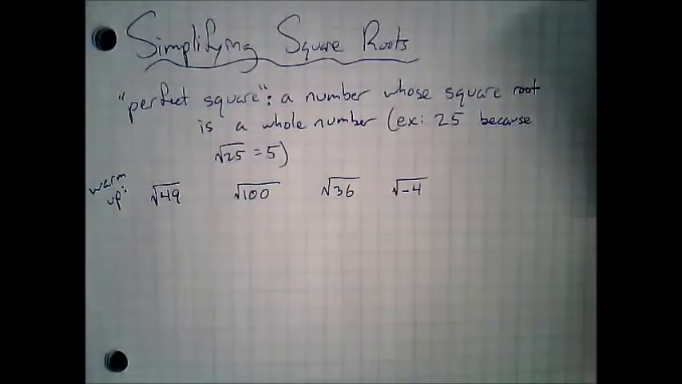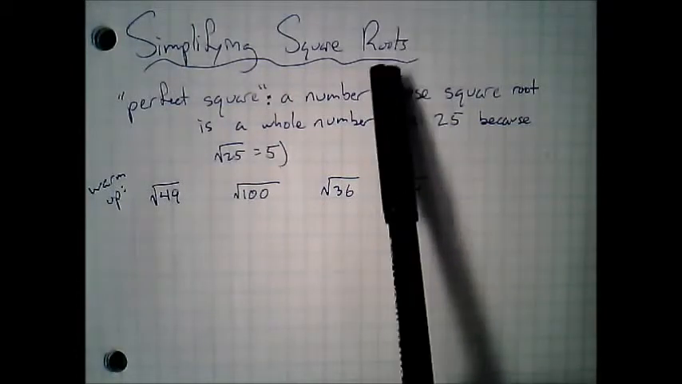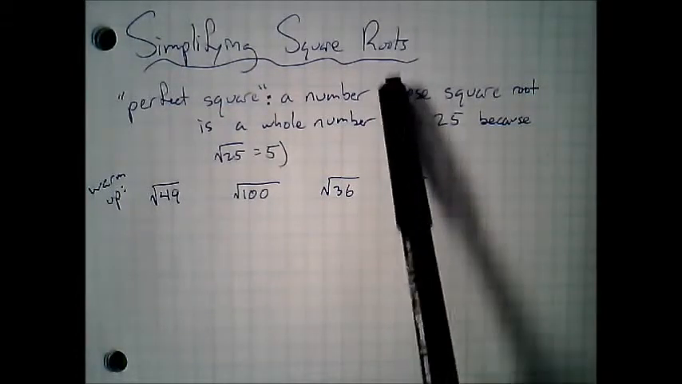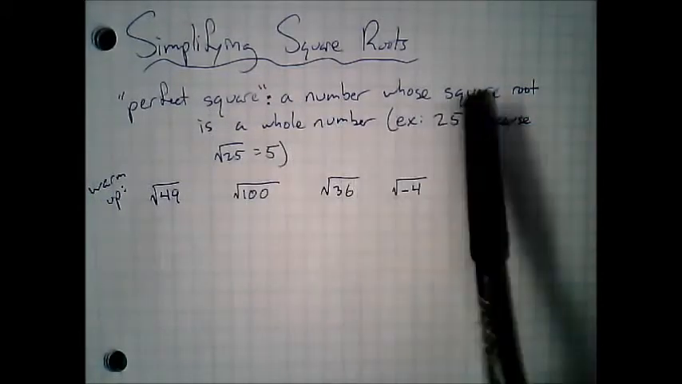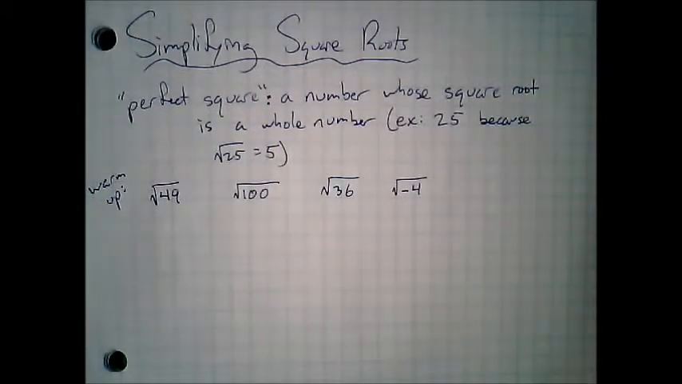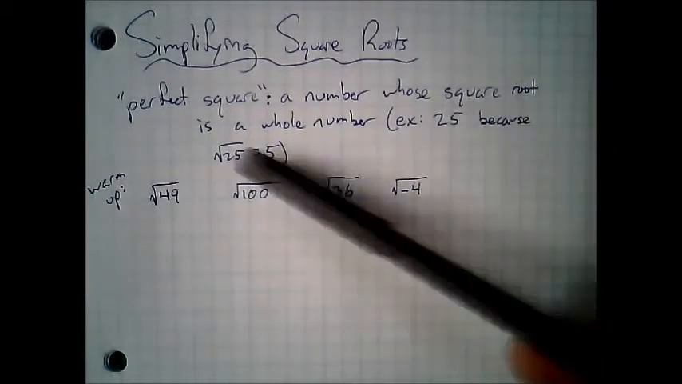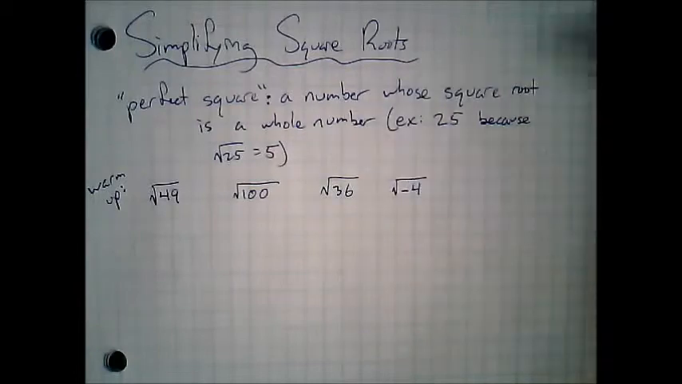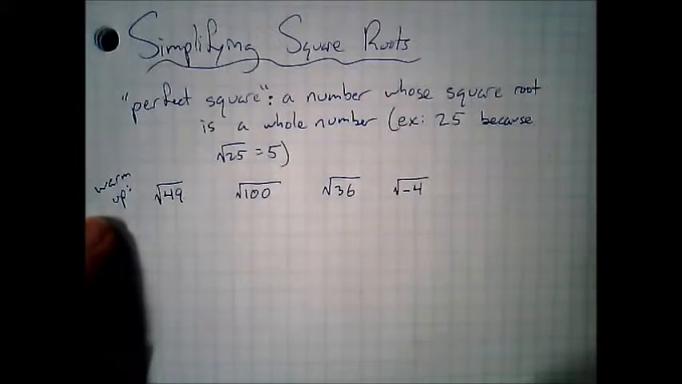Okay, in this video we're going to look at what it means to simplify square roots. There's one definition that we need to be aware of when we're talking about simplifying square roots, and that's a perfect square. A perfect square is simply a number whose square root is a whole number. For example, 25 is a perfect square because the square root of 25 equals 5, and 5 is a whole number. So, warm up, we just want to answer these 4 questions.